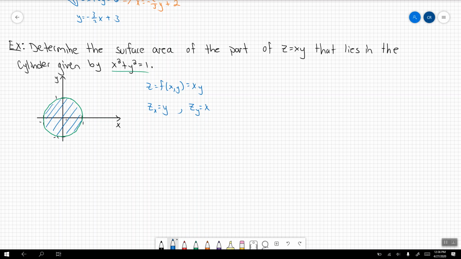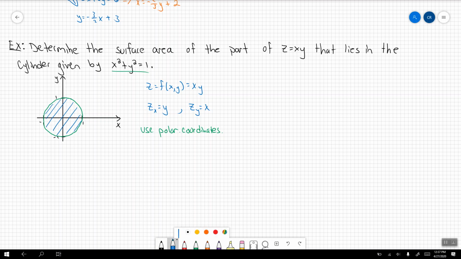So notice the domain that we're integrating over. It's a circular domain. Double integrals over a circular region, I kind of want to use polar coordinates. So I'm going to say here, use polar coordinates. Well, if we use polar coordinates, then we're going to have to modify this just a little bit more.